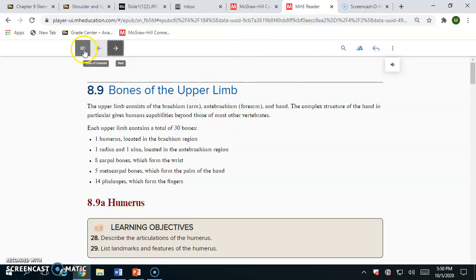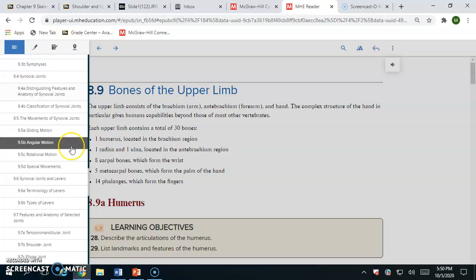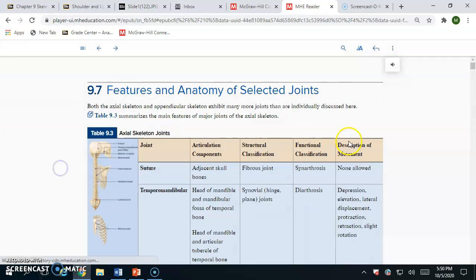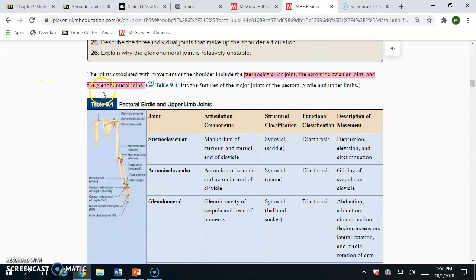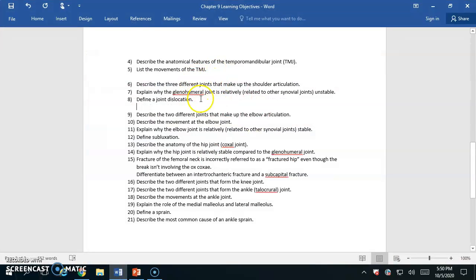Oops, I'm on the wrong place here. Let me go back to our shoulder joint. There we go. So there's the glenohumeral joint, and those are the three joints making up our shoulder. Now I'm going to skip to our learning objectives. We described the three different types of joints, so you should know those three and their names. The next objective is to explain why the glenohumeral joint is relatively unstable.